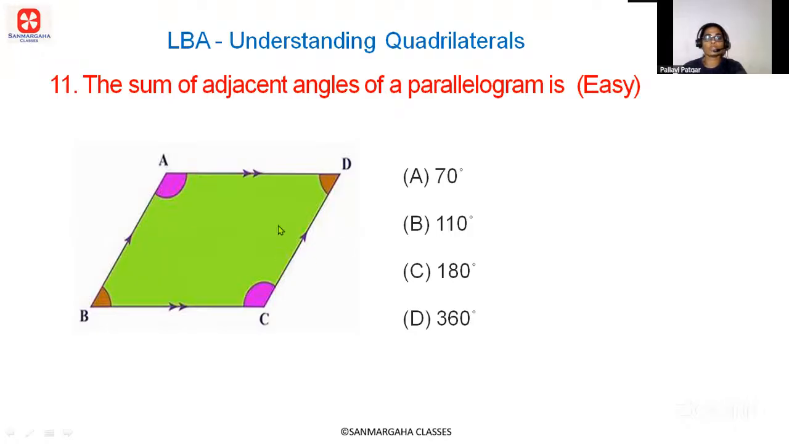So here consecutive interior angles are supplementary. That means their sum is always 180 degree. Therefore any two adjacent angles in a parallelogram will add up to 180 degree. So here in the given options, C 180 degree is the sum of adjacent angles of a parallelogram. C is the right answer.